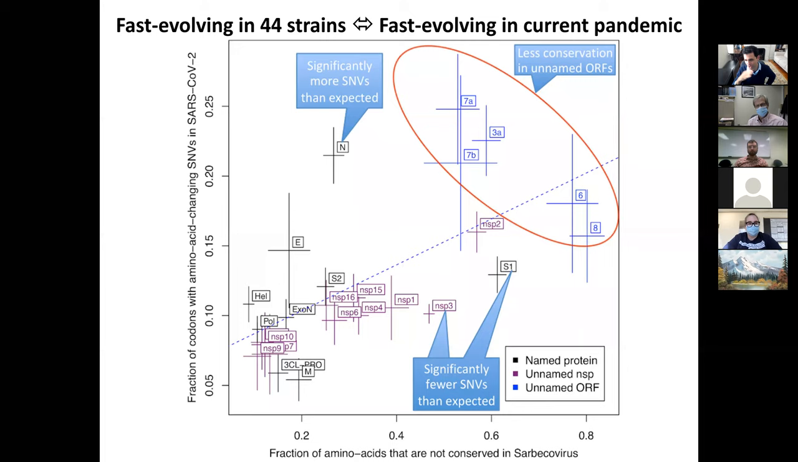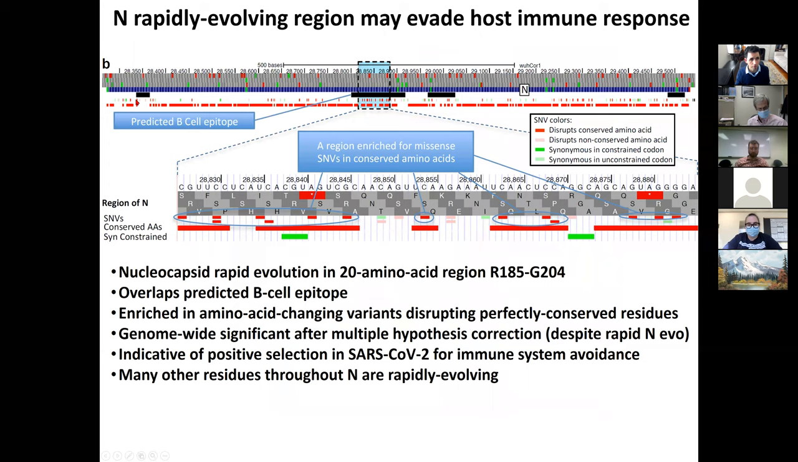So, two exceptions here. The other one that's of note is N. N has many more single nucleotide variants than expected, suggesting that it might be under positive selection, that there's pressure for rapid change in N. And indeed, N shows all of these little red dots scattered throughout that are disrupting conserved amino acids. So these are single nucleotide variants that are disrupting conserved amino acids, and you see this huge increase in red compared to what you would expect across the entire genome.